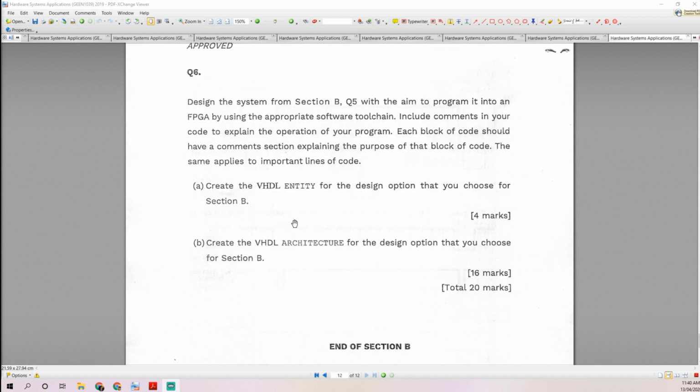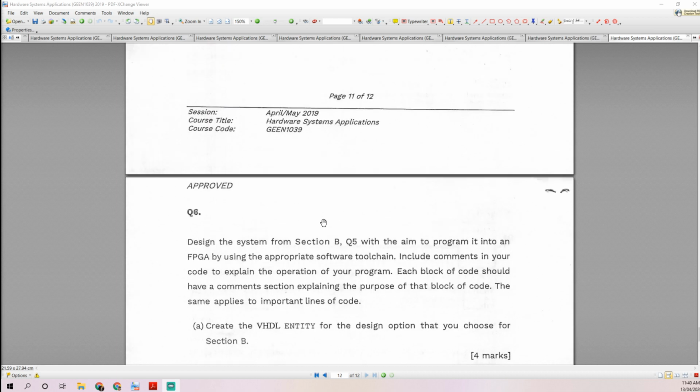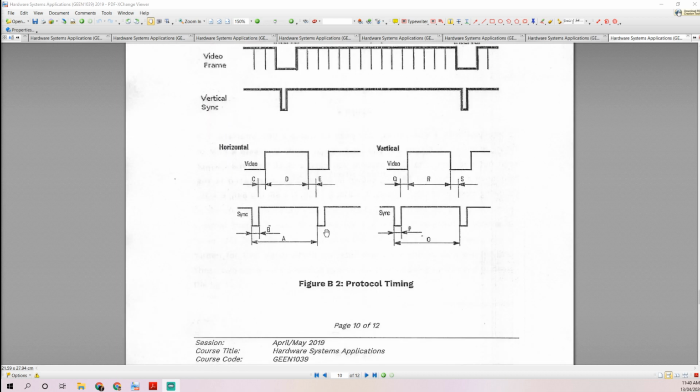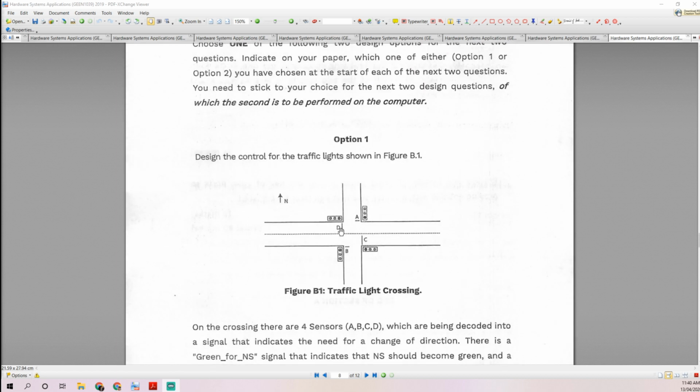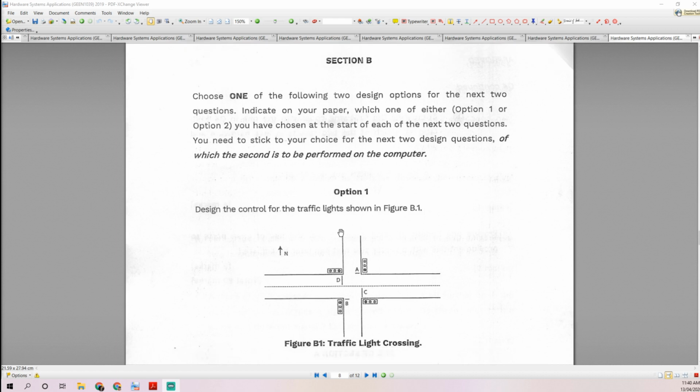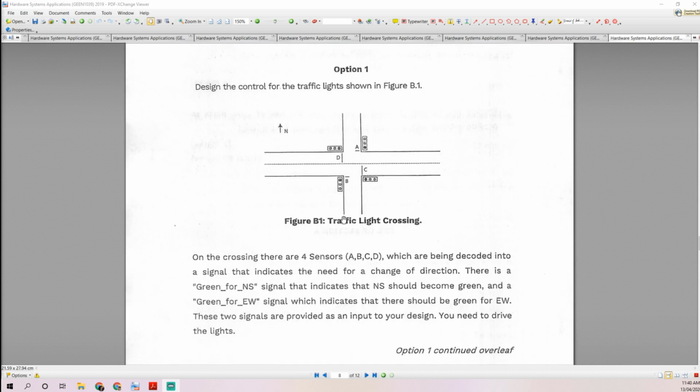Question 6 of section B is a full coding computer-based question, where we are required to write the code for the entity and the architecture of this design in Quartus 2, and we would be uploading our code files from this section for grading. So what we're going to do in this video is look at how to answer questions 5 and 6 for both of these options. So let's start with option 1.